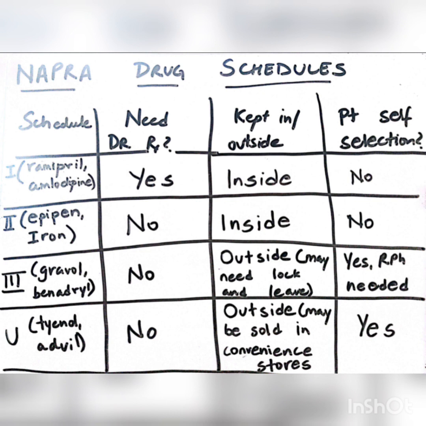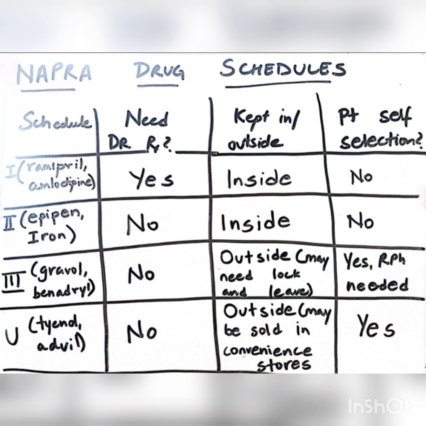Now the first schedule, or schedule 1, are medications that are prescription only and they need a doctor's prescription to be released from the pharmacy. For example, Ramipril, amlodipine, your diabetes medications, etc. They are only given out with the doctor's prescription, so they are usually schedule 1. These are usually kept inside the pharmacy and not available for patient selection. So if the prescription is for Ramipril and the patient says, oh no, I want candesartan, you cannot give it because you only have a prescription for Ramipril.